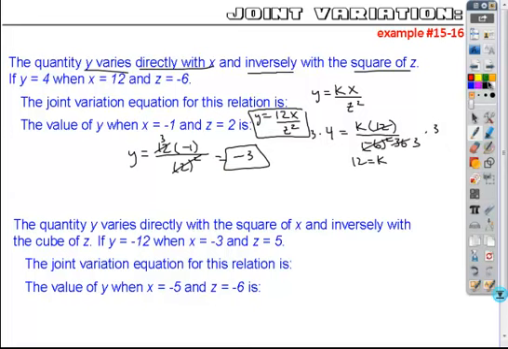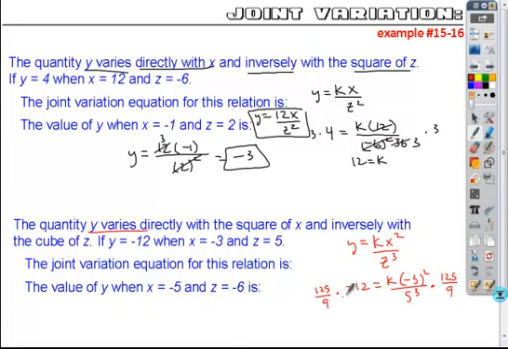Okay, and for the last question, I have y varies, so y equals k times, directly with the square of x, so x squared. Inversely means divided by the cube of z, so z cubed. So here is my equation. Substitute in my pieces. Negative 12 equals k times negative 3 squared over 5 cubed. When I multiply, I'm going to multiply by the reciprocal, which is 125 over 9.